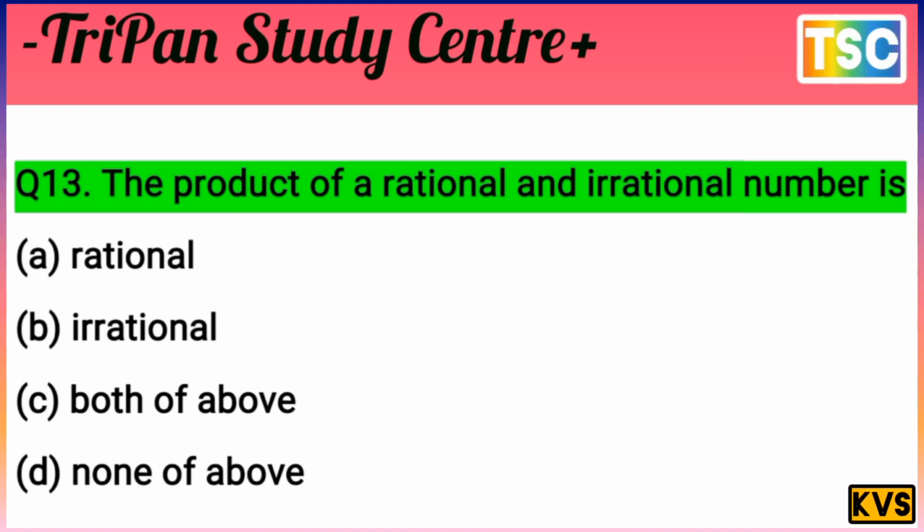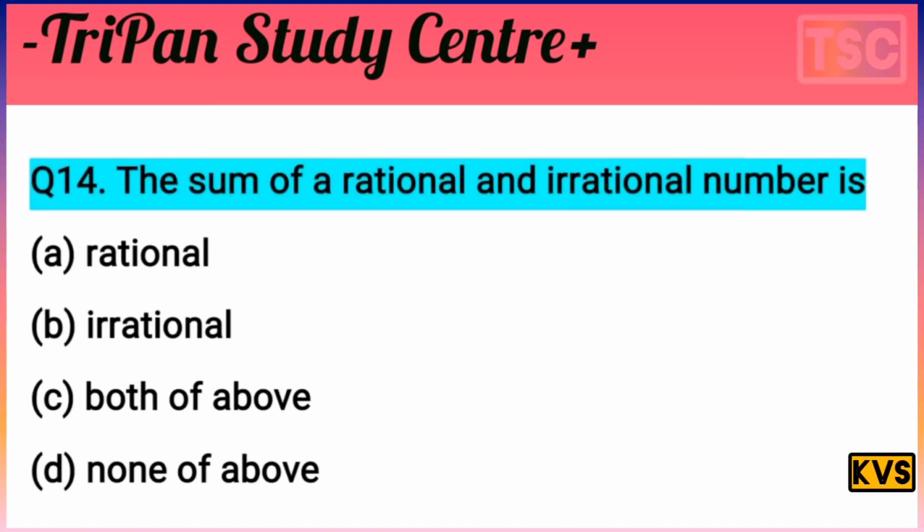Let's see the next question. The sum of a rational and an irrational number is: A, rational; B, irrational; C, both of above; D, none of the above. That's important. But first of all, check your knowledge. I give you a few seconds. You must have a thought of your answer. Let's see what our answer is.